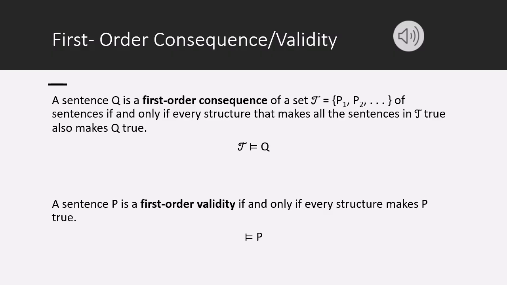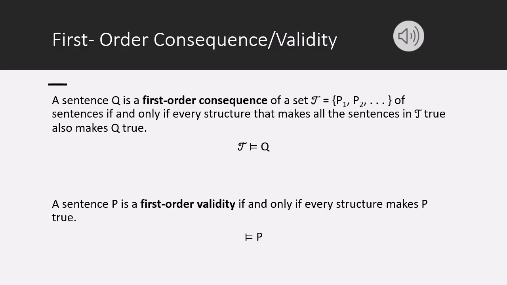We'll say that a sentence Q is a first order consequence of some set of sentences, script T, which we'll list out as P1, P2, and so on, if and only if every structure that makes all of the sentences in T true also makes the sentence Q true. And we'll write this with a double turnstile, where we put the premises, script T, on the left-hand side, and the conclusion Q on the right-hand side.